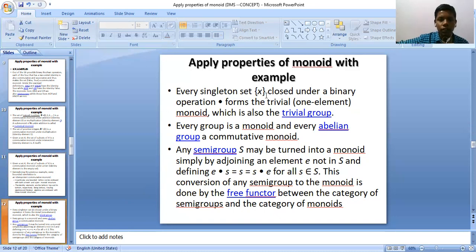Every singleton set X closed under binary operation dot forms a trivial one element monoid, which is also the trivial group. Every group is a monoid, and every abelian group a commutative monoid. Any semigroup S may be turned into a monoid simply by adjoining an element E not in S and defining E dot s equal to s equal to s dot E for all s belonging to S. This conversion of any semigroup to a monoid is done by the free functor between the category of semigroups and the category of monoids.